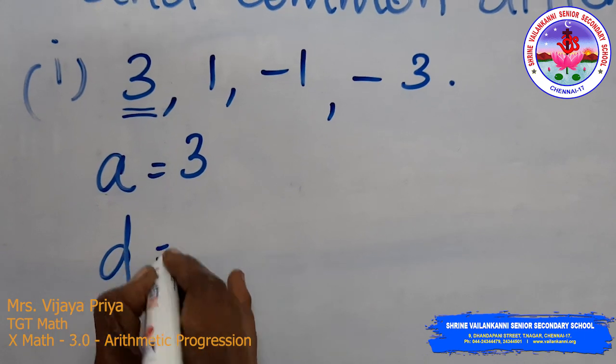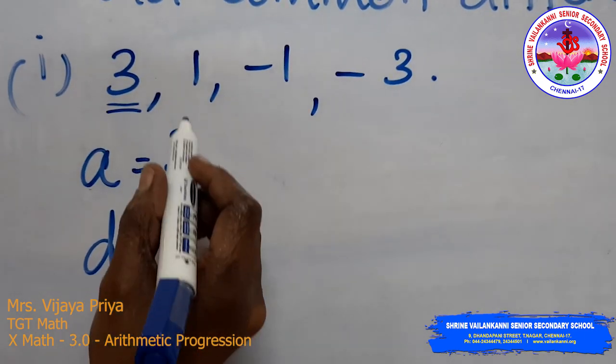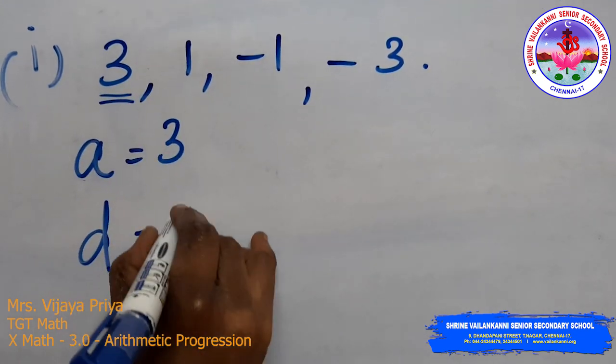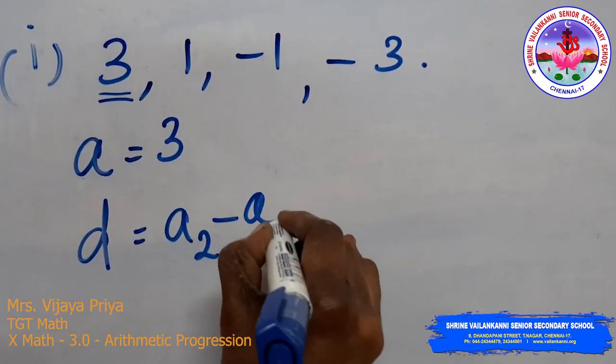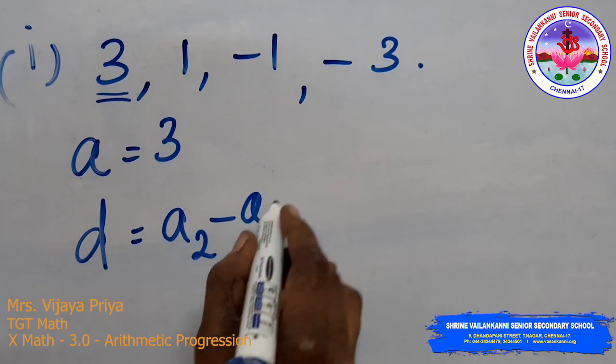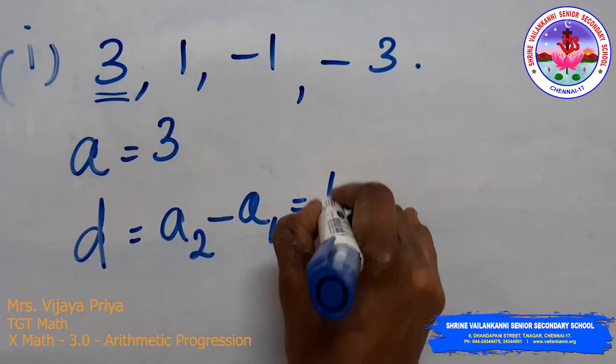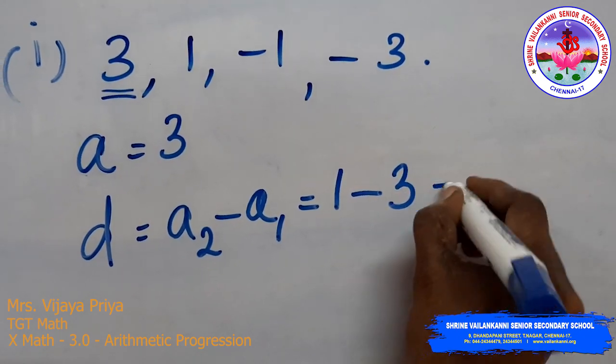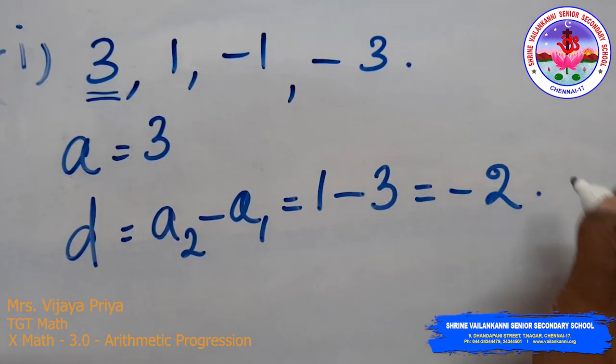The difference of an AP can be obtained by subtracting the second term minus the first term. So that is a2 minus a1, where a1 is otherwise known as a. So you will have the second term, which is 1, minus the first one, which is 3. So 1 minus 3 is minus 2.